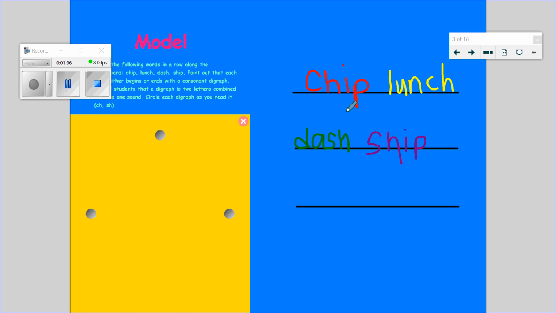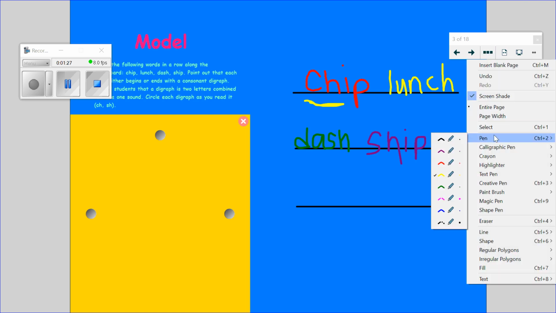So our first word is chip. Chip. I know ch is a blend. CH says ch. So is this blend at the beginning of the word or at the end of the word? It's at the beginning. It's an initial digraph blend. Remember, initial means first or beginning.